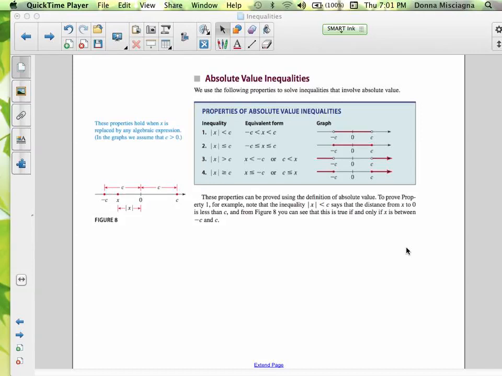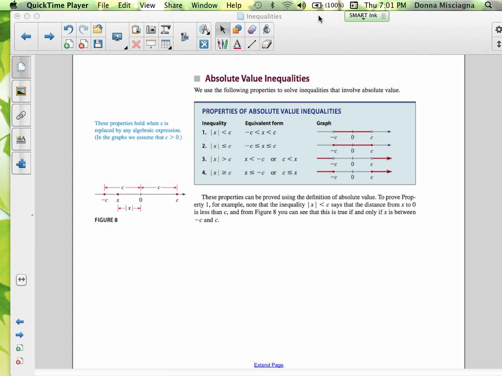Absolute value inequalities. So first of all, absolute value is just distance from 0. Right? So if we have the absolute value of x is less than c, that means its distance is less than c in either the positive or negative direction. It's equivalent to saying that x is greater than negative c, but less than c. And that's exactly how we'll solve that inequality.